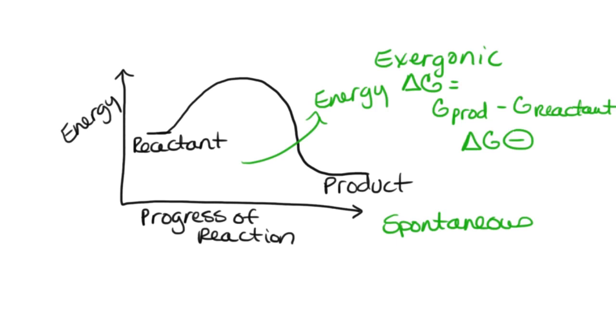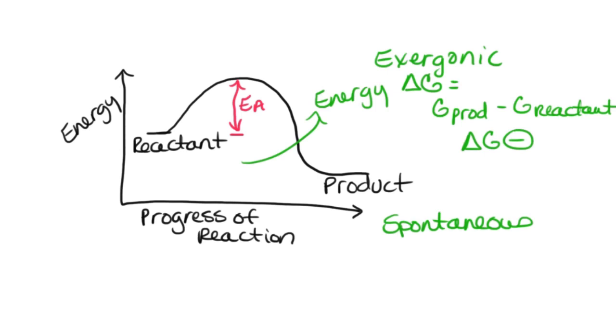Now, another thing that we can see in this diagram is the activation energy. The activation energy is the distance from the reactant to the top of the hill. So it would be this space right here. I'm going to call that the EA for the activation energy. And that really is going to determine how fast this reaction takes place. So the higher that activation energy is, the slower the reaction is going to be.